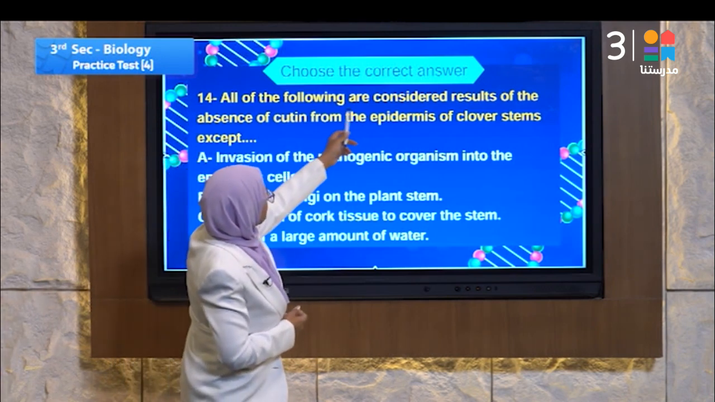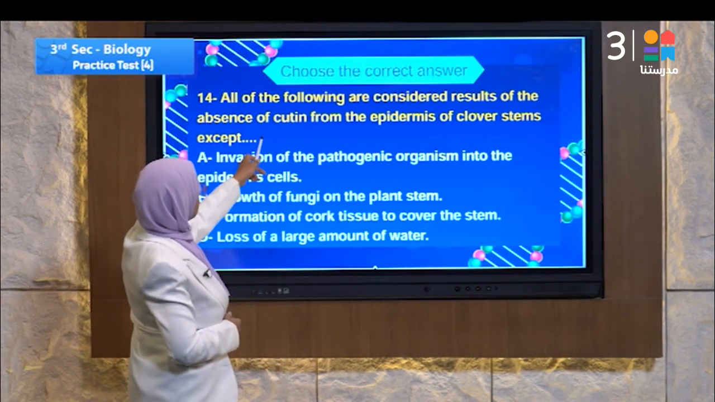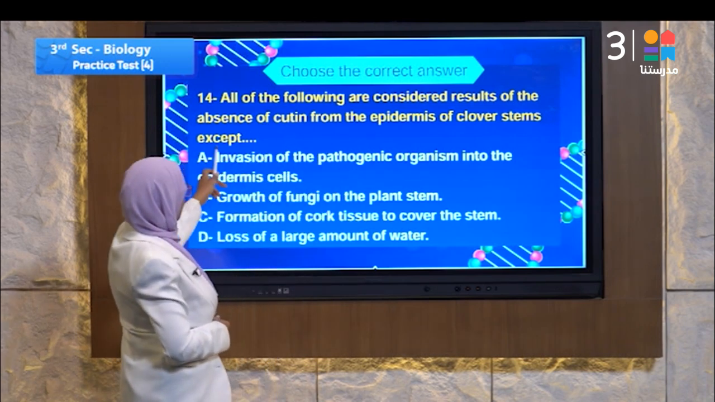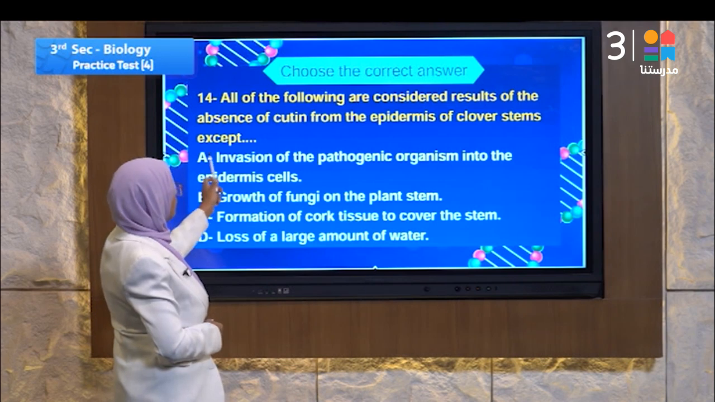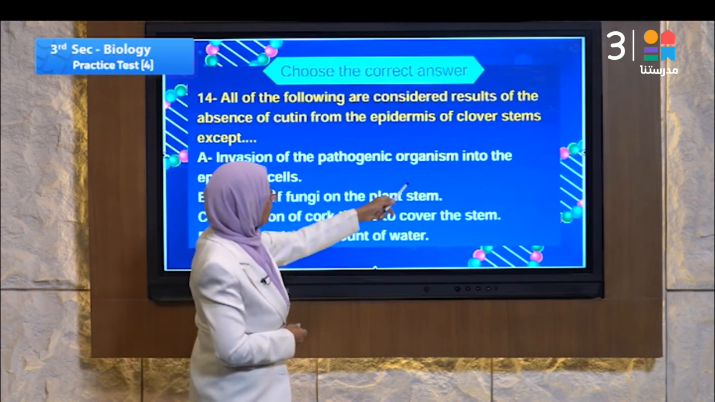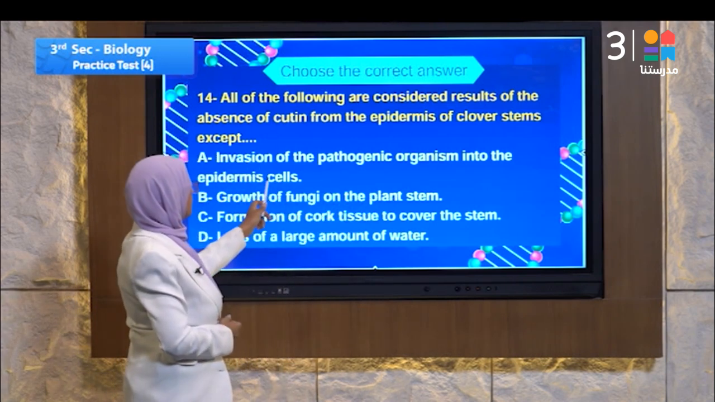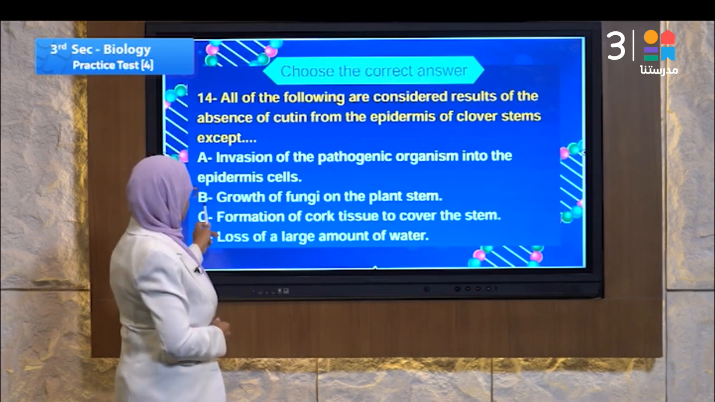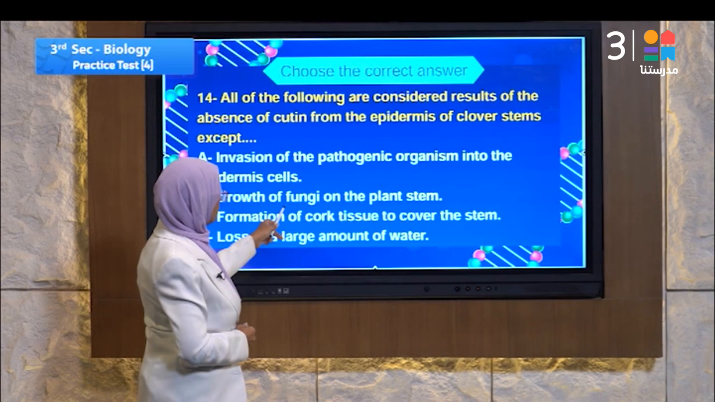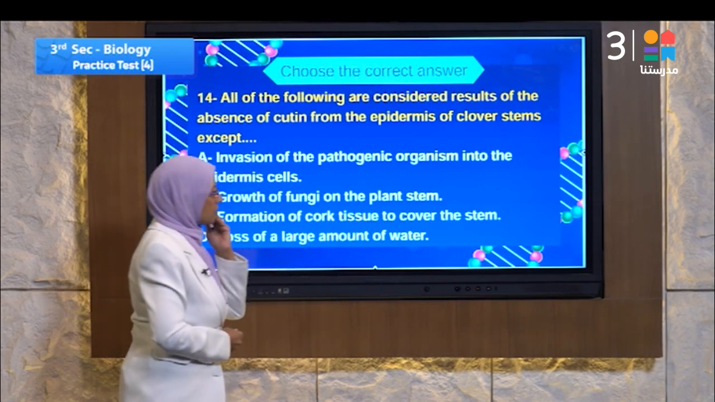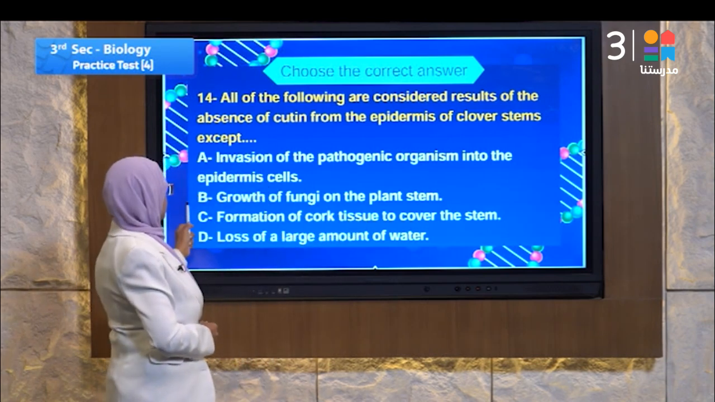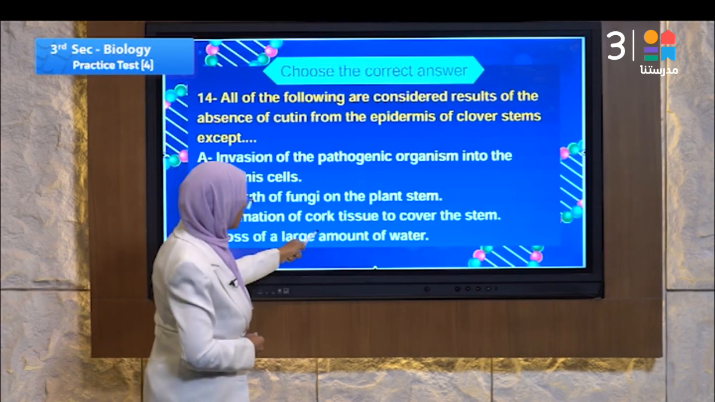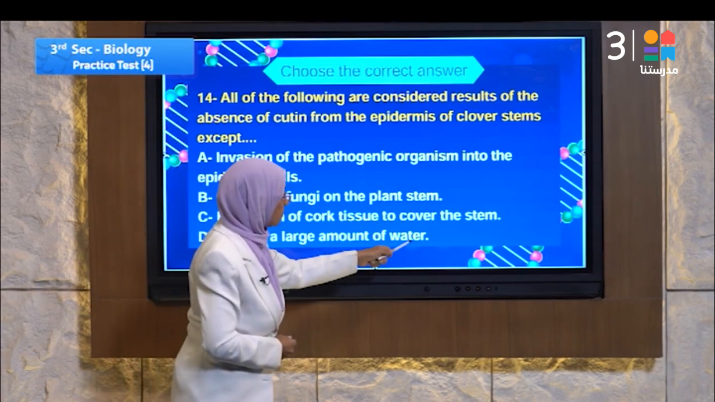All the following are considered the result of absence of the cuticle from the epidermis of the clever stem except. Number A, invasion of the pathogenic organism into the epidermis cells. Invasion means attack. Number B, growth of fungi on the plant stem. No, it's not the answer. Number C, formation of the cork tissue to cover the stem.